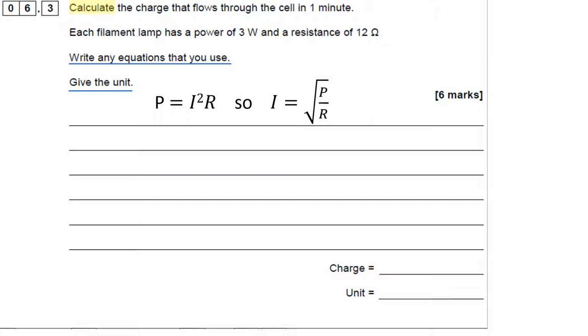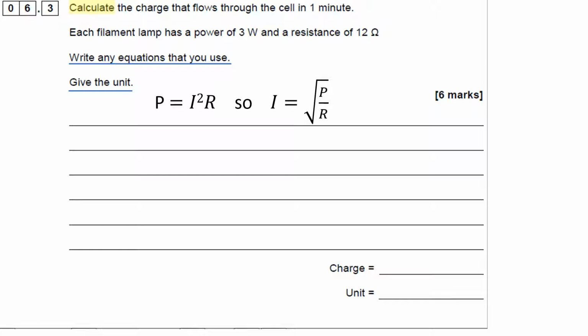So this is a two-step process. I've first got to work out I. Okay, do I know an equation with power, current, and resistance in it? Yes, I do. P equals I squared R. So this is a question where there are 2 stages requiring 2 different equations. So if I rearrange P equals I squared R, I get I equals the square root of P over R.